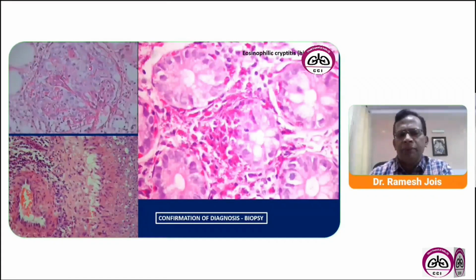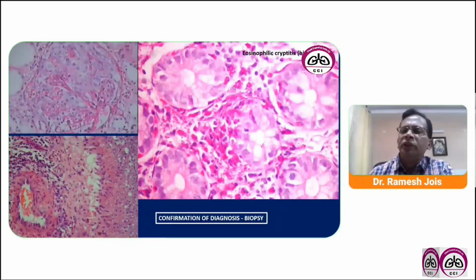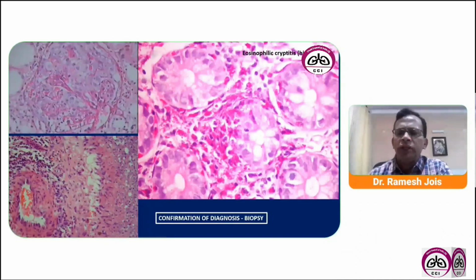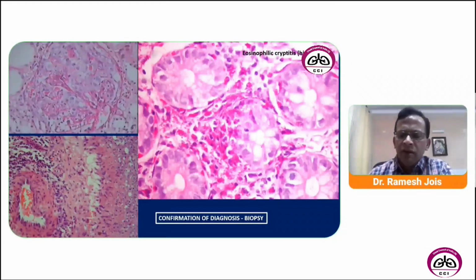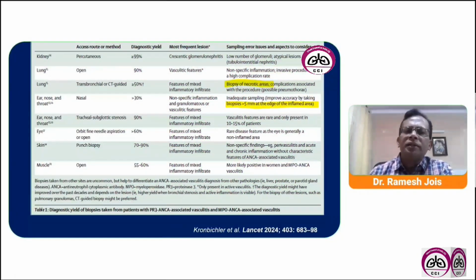And this is a classical example of renal biopsy showing crescentic glomerulonephritis in a patient with GPA. This is a bowel biopsy showing eosinophilic cryptitis in a patient with EGPA or Churg-Strauss. And this is an ENT biopsy showing necrotizing vasculitis. So you'll have to start looking at various organs. If lung is not possible to see, where else you could get a histological diagnosis. And why is it important?